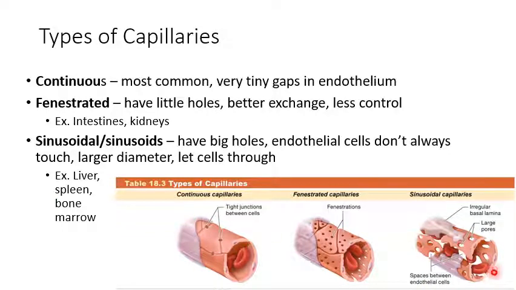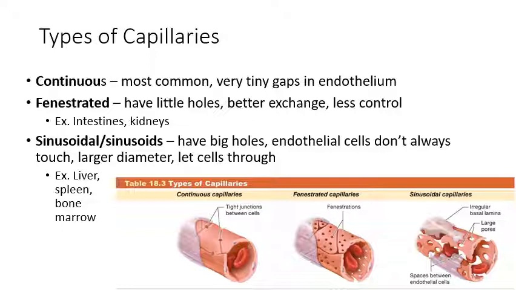So they can fit more cells in them at a time, and the holes in them are actually big enough for cells to squeeze through. So in this diagram here, you can see the incomplete basement membrane, the big holes in the endothelial cells, and the big gaps between them. Those gaps are big enough for cells to get through, actually. Then you have the fenestrated capillaries with the little windows, and the continuous capillaries with no windows and the tight junctions.